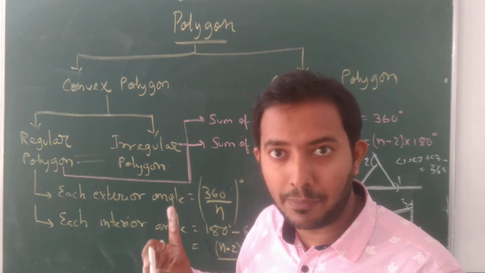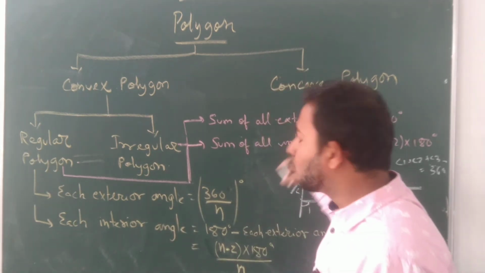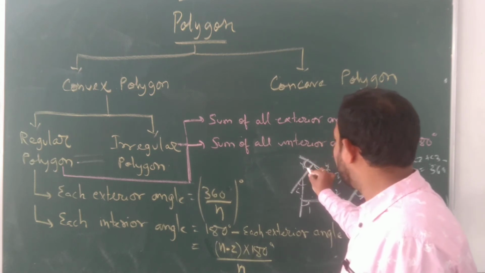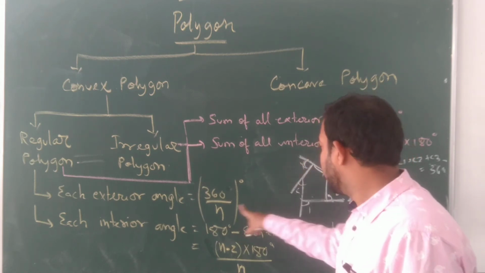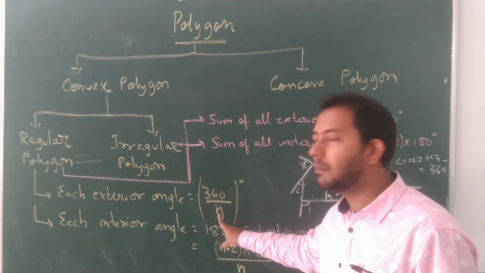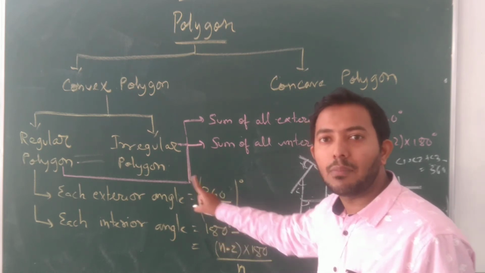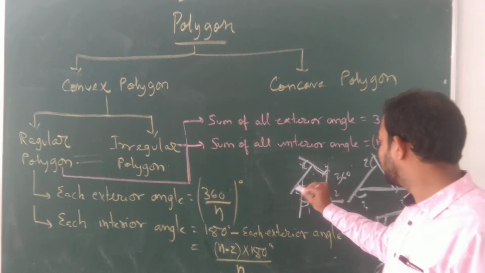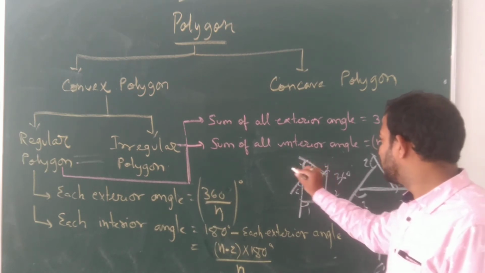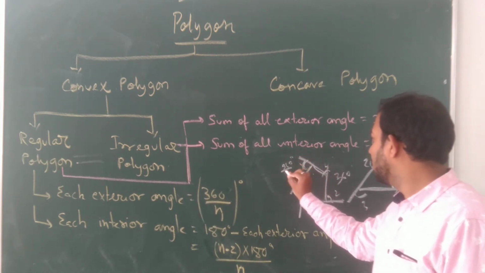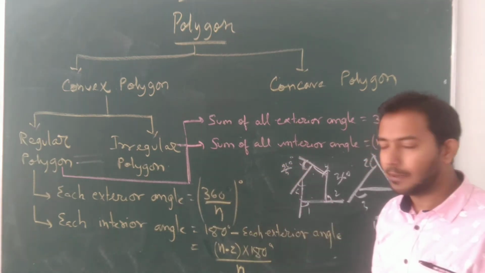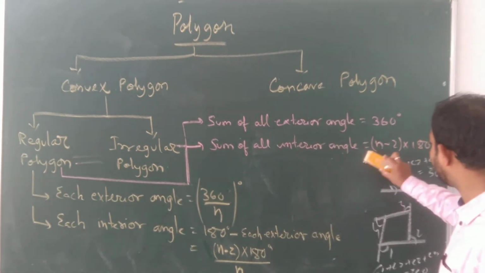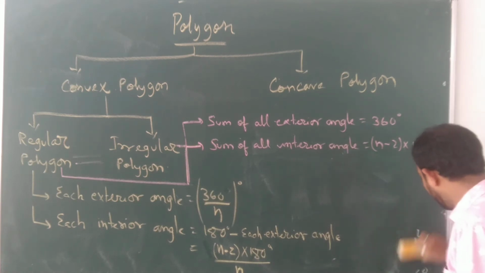It is fixed, remember. Now, if it is regular, then you can find each exterior angle. How? By using this one, 360 by n. n is what? Number of sides. Like if I am going to find each exterior angle of a pentagon, how will you find? That is 360 divided by 5. You will get your answer. Okay. So now, next one we will do, that is the sum of interior angles.